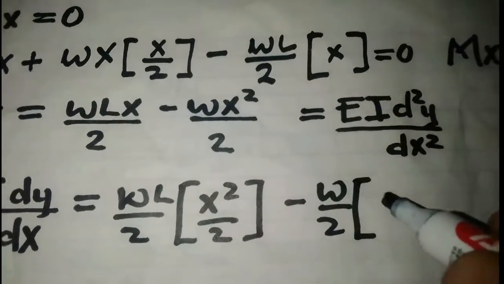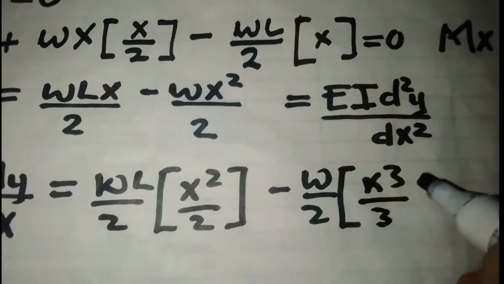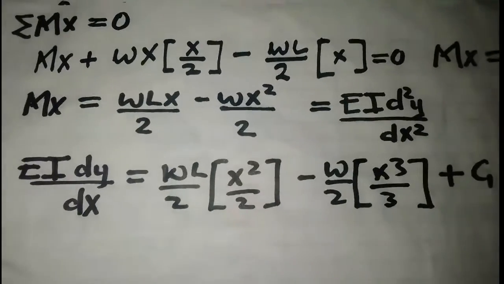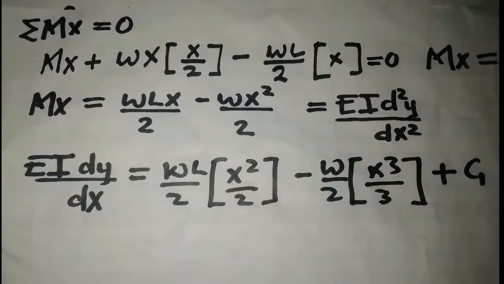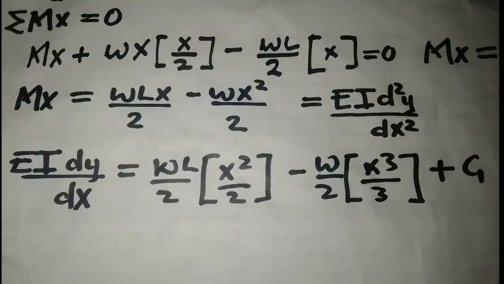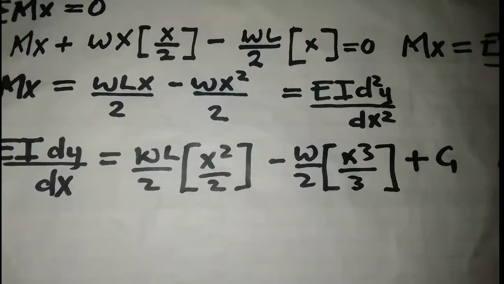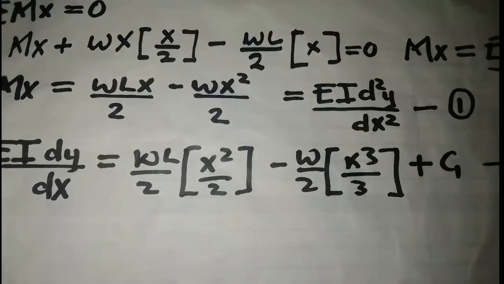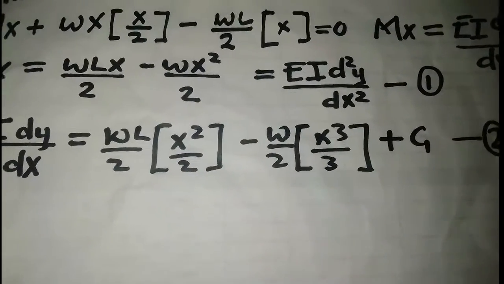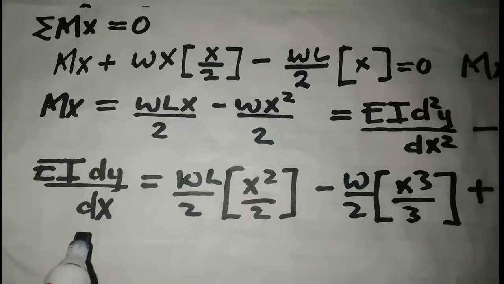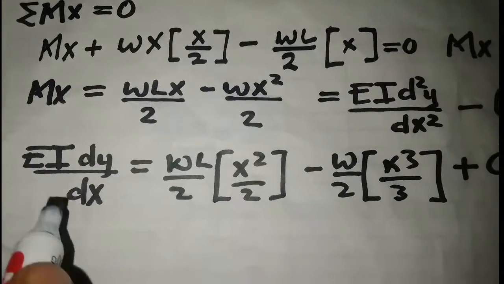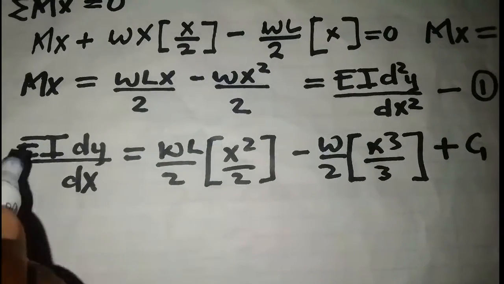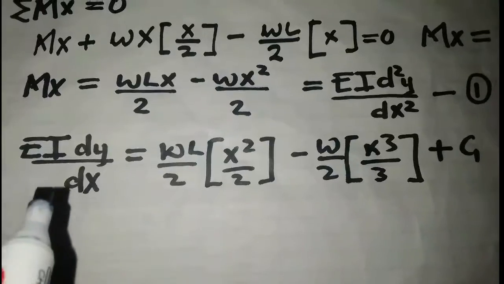Factorizing x squared, we've got x cubed over 3 and a constant c1. So this is what I have. I'm going to number my equations so that there will be no confusion, and taking this as equation 1, this one is equation 2. Okay, so dy/dx is a slope, so it will be the angle of deflection, and in the upcoming videos I'm going to show you how to calculate and derive from the angle of deflection.